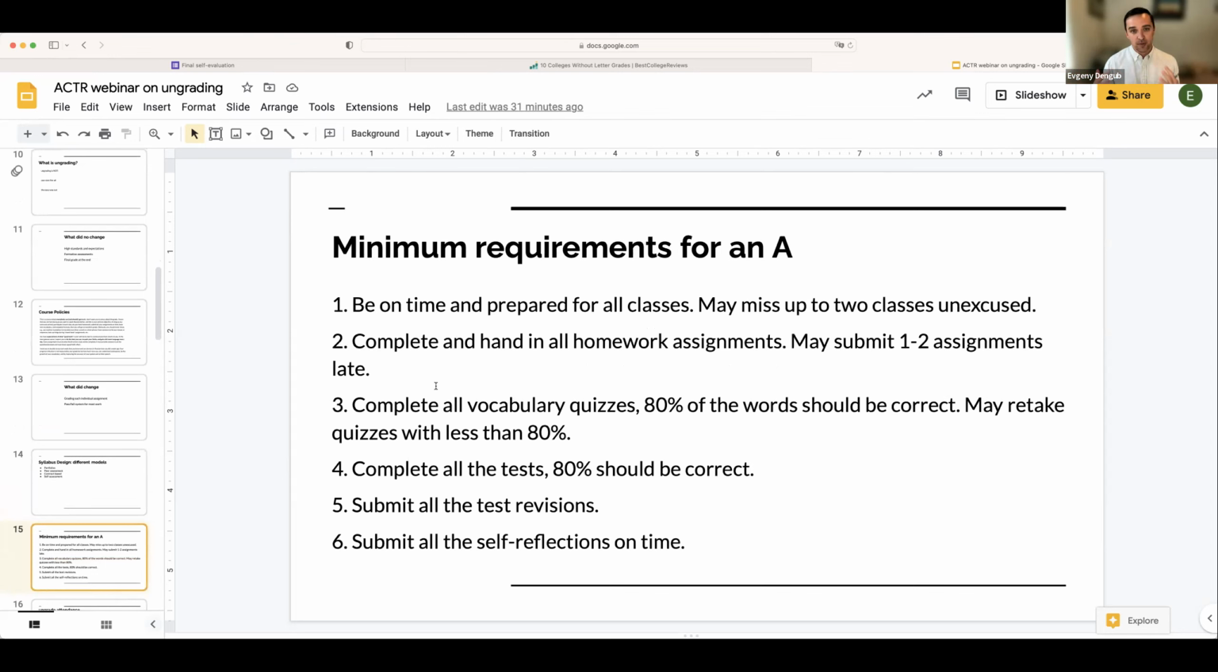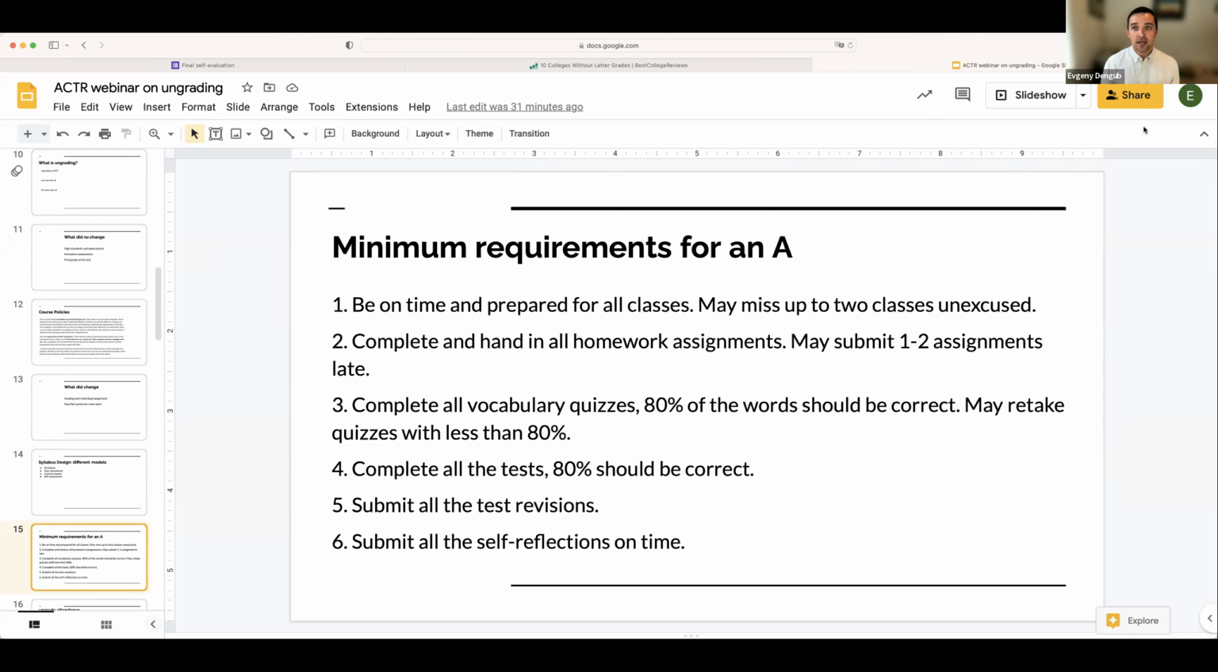You must be on time, prepare for all classes. You may miss up to 2 classes unexcused. You should complete and hand in all the homework assignments. You may submit 1 or 2 assignments late. Complete all vocabulary quizzes. 80% of the words should be correct. You may retake quizzes with less than 80%. Complete all the tests. 80% should be correct. Submit all the test revisions. Submit all the self-reflections on time. So I have this set of criteria for each, A, B, C.